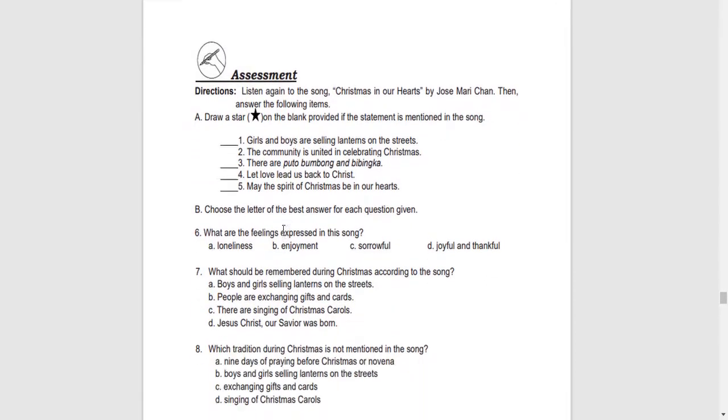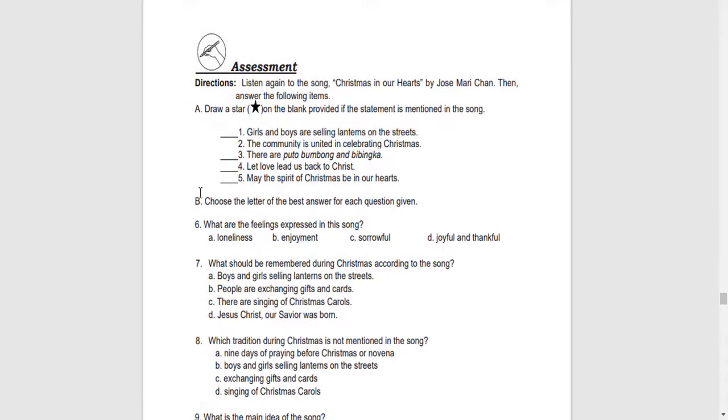And then the assessment. So we have 2 parts of the assessment, letter A and letter B. In the assessment, all you need to do is to listen to the song Christmas in Our Hearts by Jose Mari Chan. This is all about Christmas. And then draw a star on the blank provided if the statement is mentioned in the song. So if this one is mentioned in the song, kindly put a star.